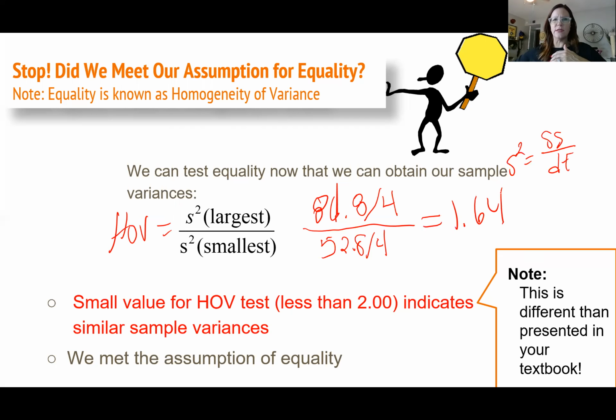All I want you to do is calculate your HOV, and you can assume that you've met HOV if this value is less than 2. Because what it means is that the larger variance was not more than twice as big as the smaller variance. We don't want it to be more than twice as big. So in this case, we met homogeneity of variance, so we can assure whatever results we come up with are valid. If we don't meet homogeneity of variance, then it's more than likely our results are problematic.